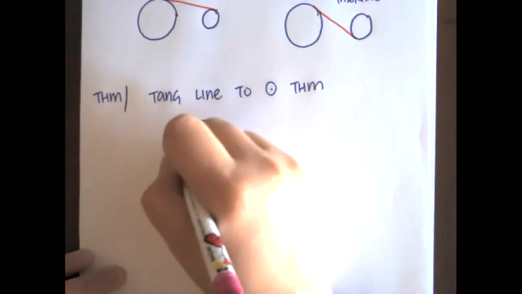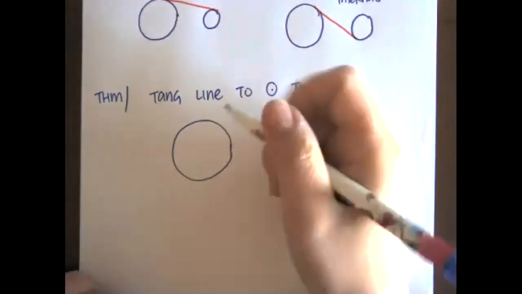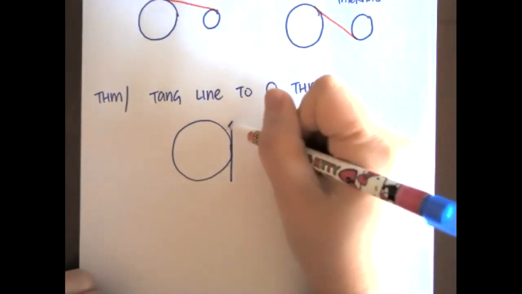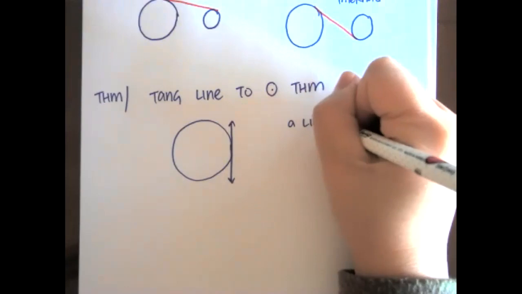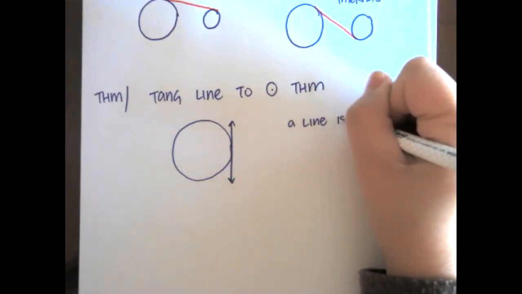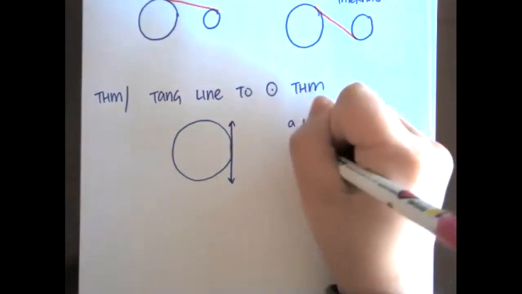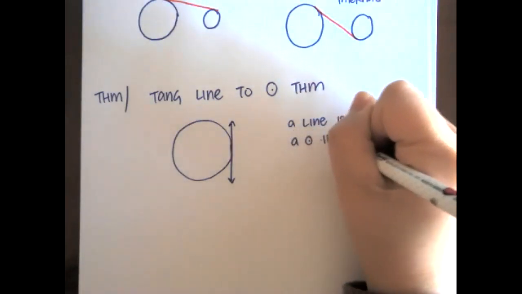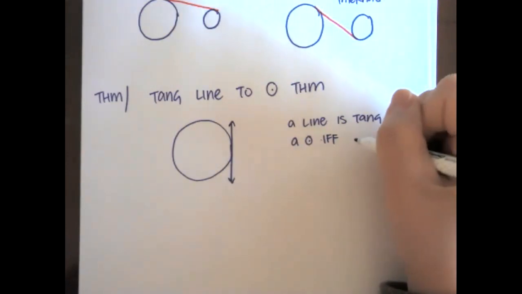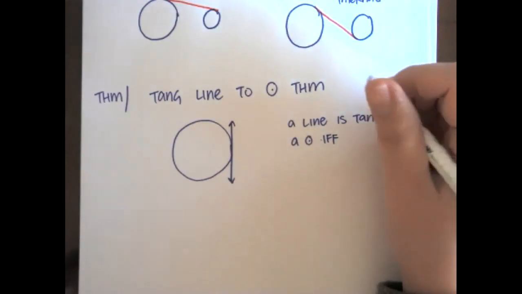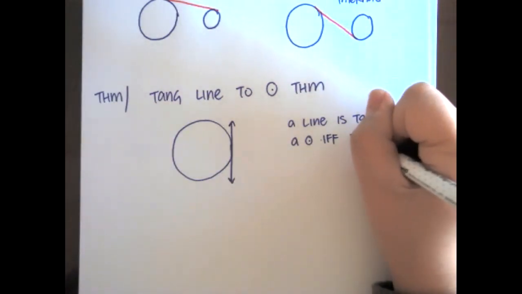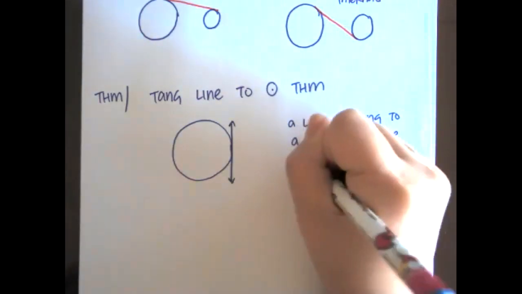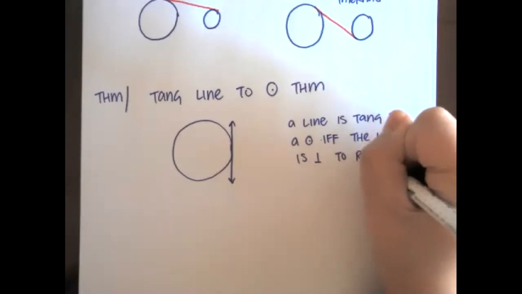So we have a circle and we have a line tangent to it. So this says that a line is tangent to a circle if and only if. Do you guys remember if and only if? So this is a biconditional statement. So the converse is also true. The line is perpendicular to the radius of the circle.